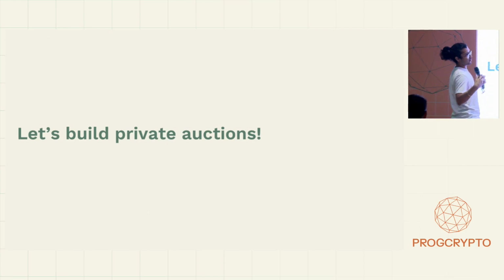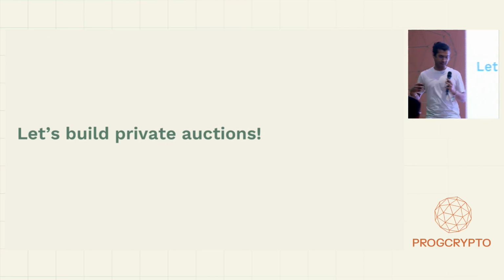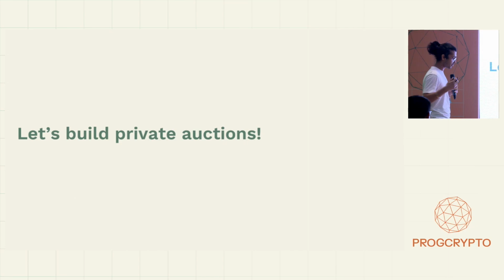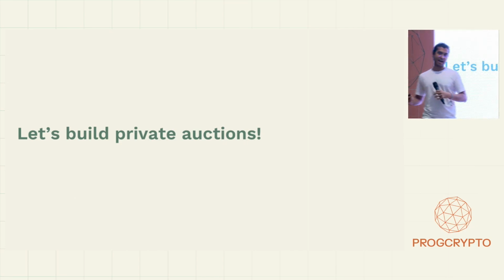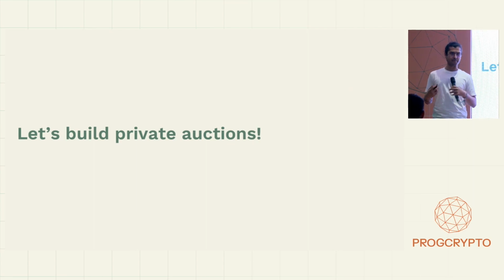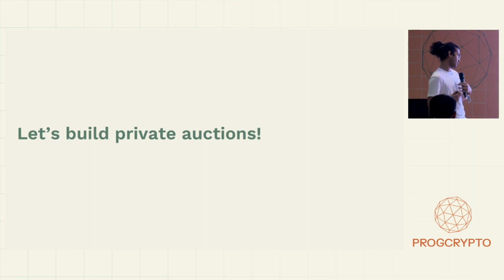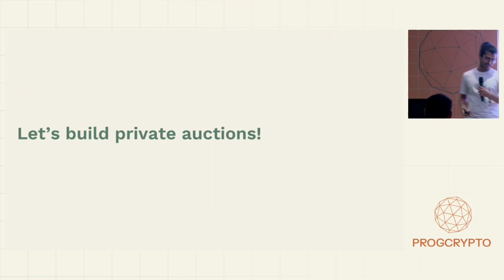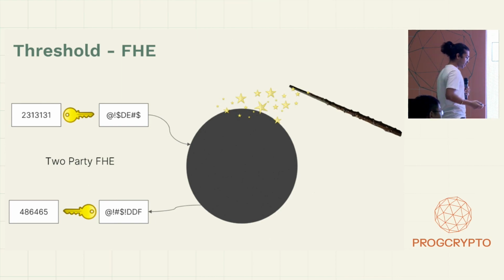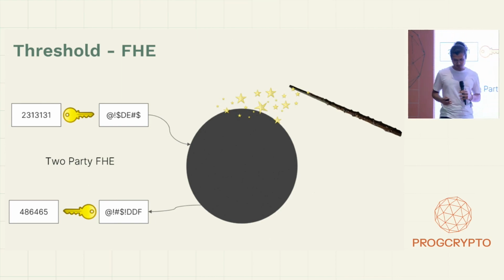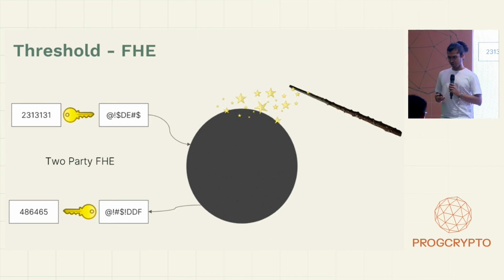Instead of just jabbering over here, talking about how theoretically you can build stuff, I'm going to motivate this using an example. I'll be building a hidden information game, and the most famous one in blockchain is private auctions. So I'll be building private auctions in front of you guys. Okay, so the first thing that we need to build a private auction is something called threshold FHE.